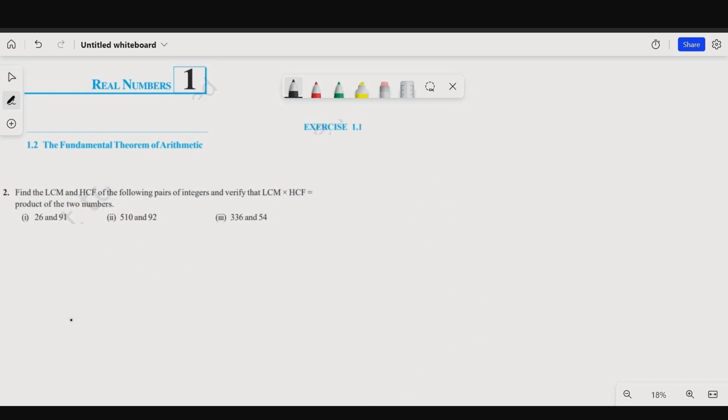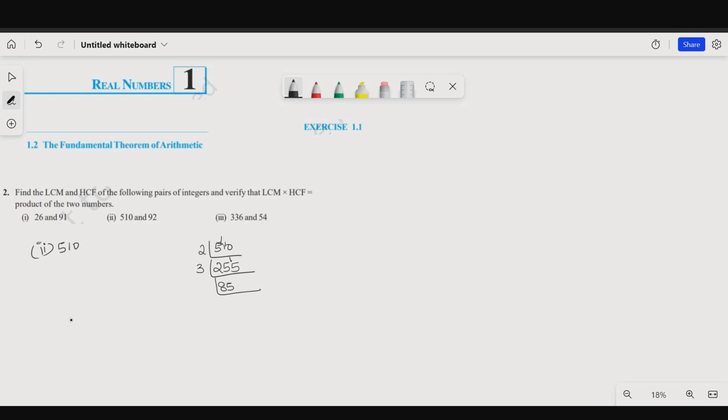Question 2: 510 and 92. Okay, 510. Let's write 510 as the product of its prime factors. So 2 is the least prime number that can divide 510. It will give you 255. 255 is divisible by the least prime number, that is 3, giving 85.